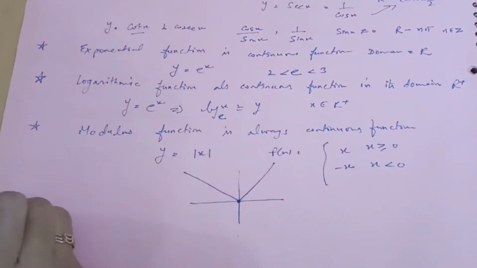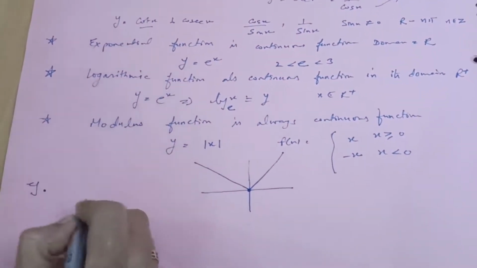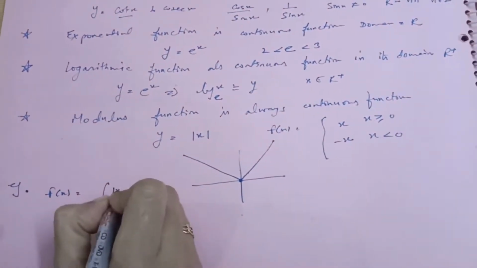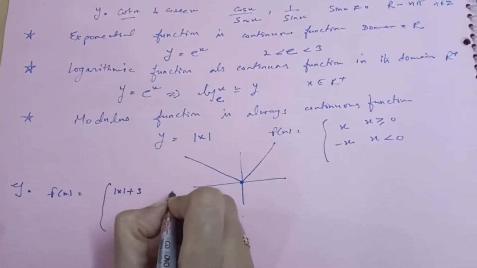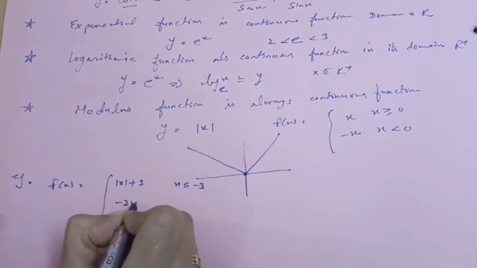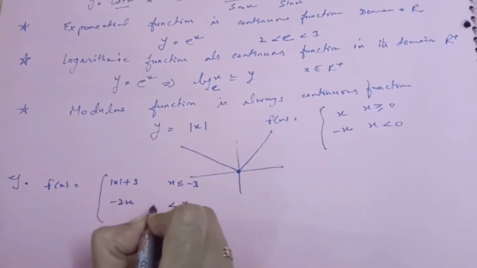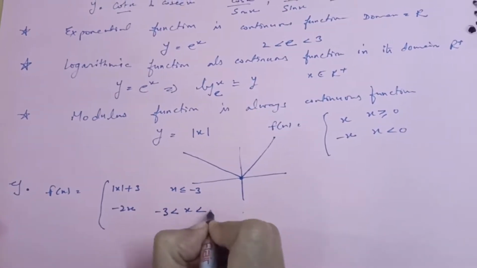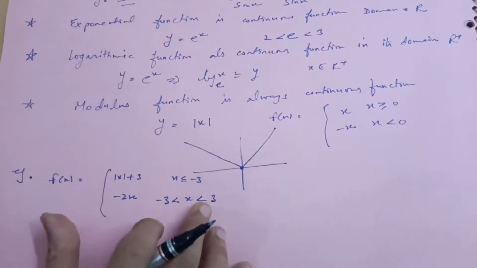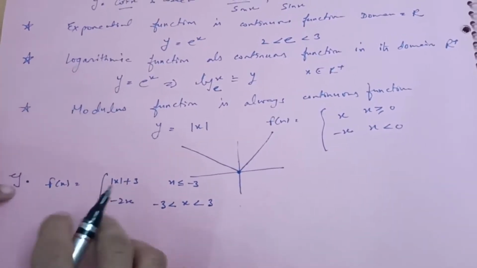So one example I am saying, in which you have to discuss the continuity of the function. It is mod x plus 3, where x is less than or equal to minus 3, and it is minus 2x, where x is greater than minus 3 and less than 3. You need to find out the continuity of this function. So I can open it in an easier way.